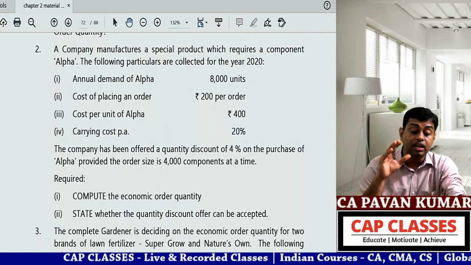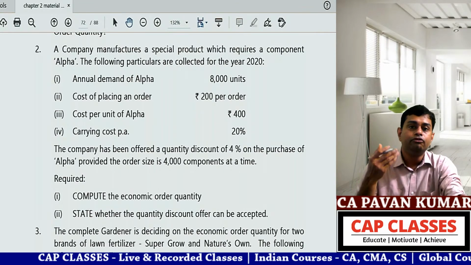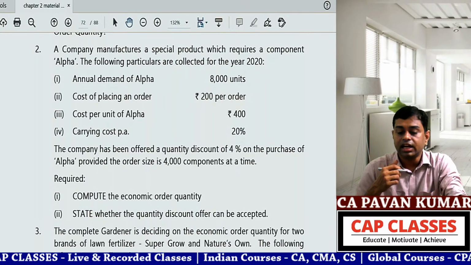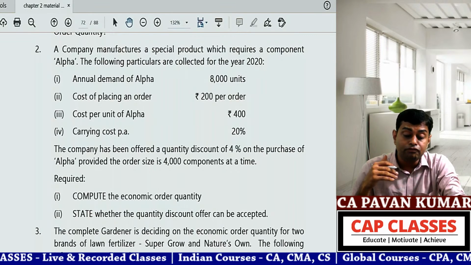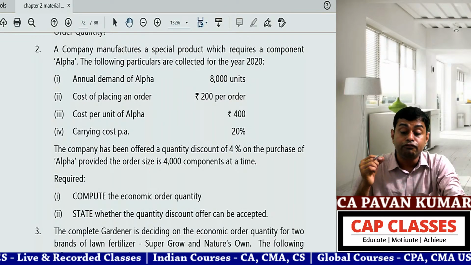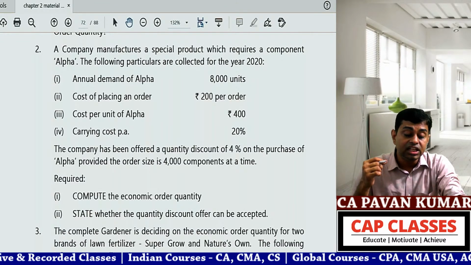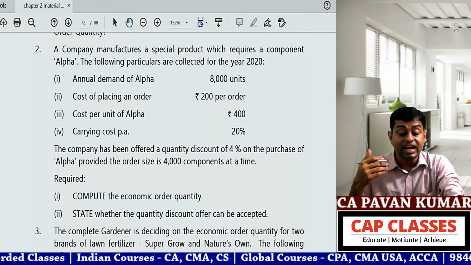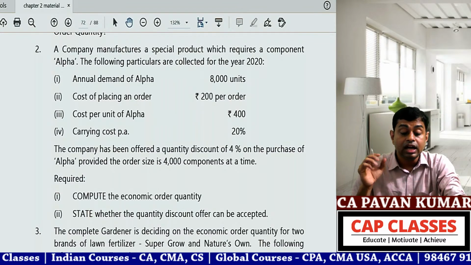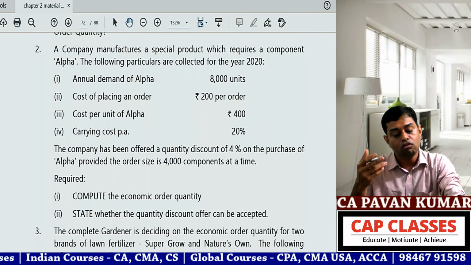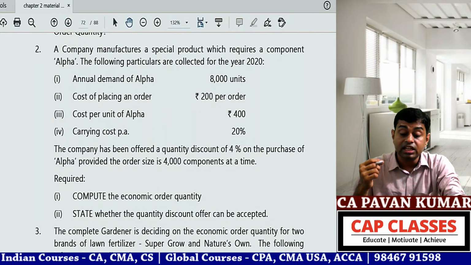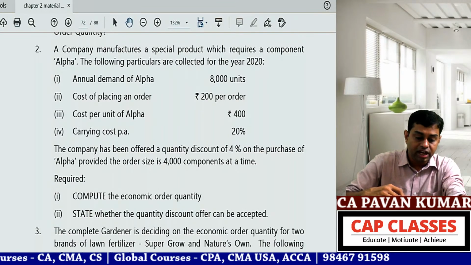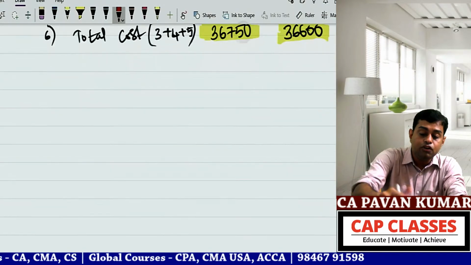Can you calculate and tell me carrying cost per unit per annum? 400 into 20%, that is 80 rupees. Correct. Then the company has been offered a quantity discount of 4% on the purchase of alpha provided the order size is 4,000 components at a time. Compute the economic order quantity. State whether the quantity discount offer can be accepted. Let us see. First put the heading, problem number 2. Calculate EOQ.